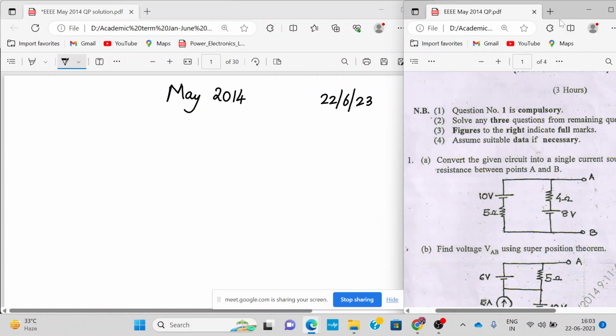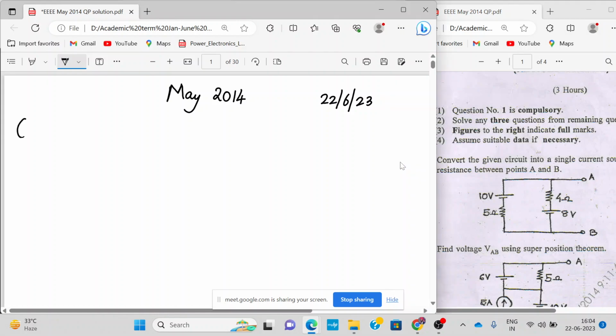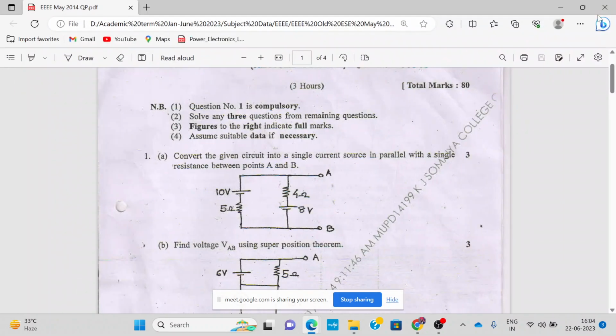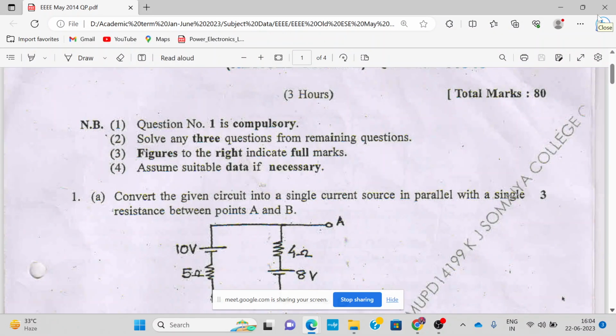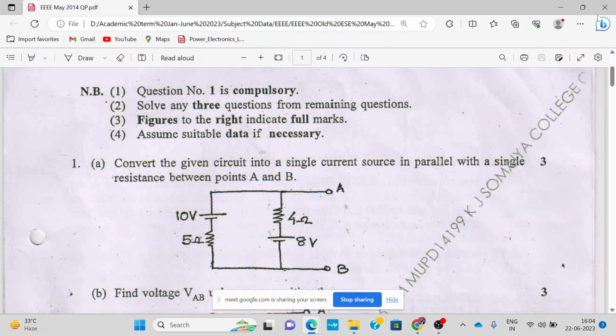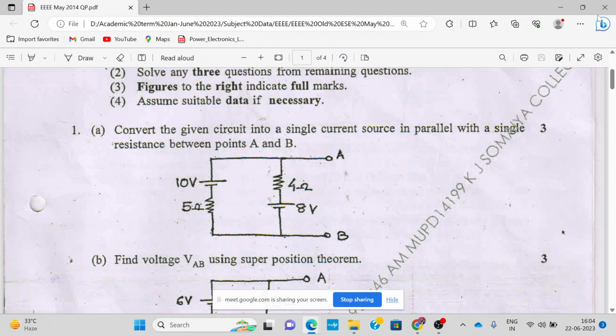Yeah. So let us see the first question. I hope you can see the paper. This is May 2014 paper, so the marking scheme is slightly different over here. But don't worry, we are solving the numericals mostly. So we need to convert the given circuit into a single current source in parallel with a single resistance between point A and B.